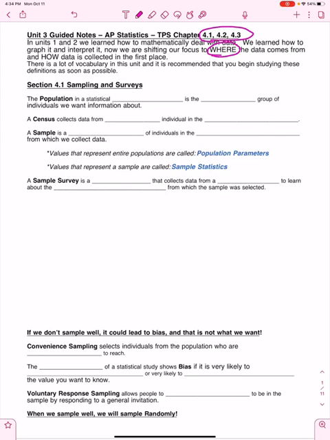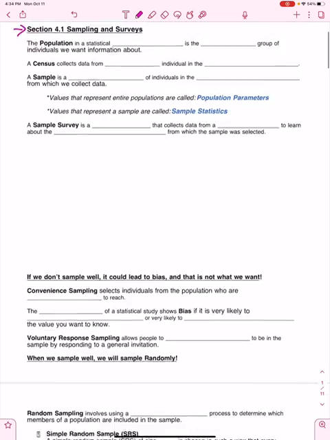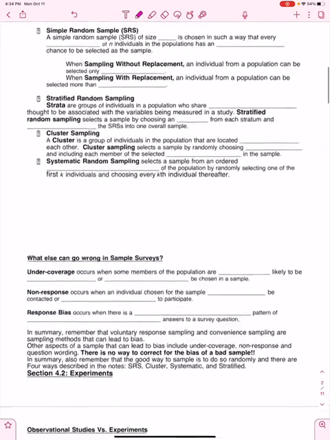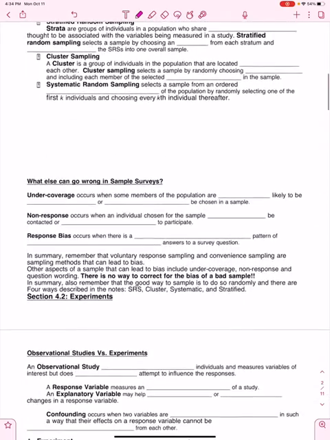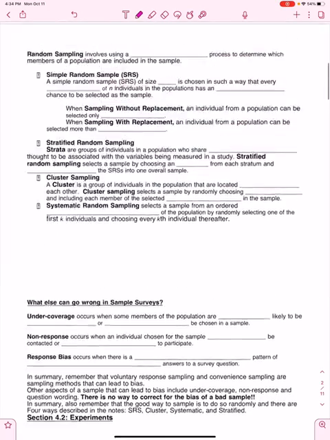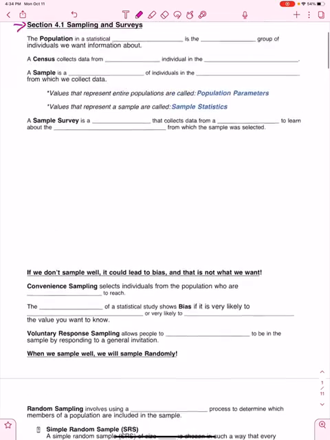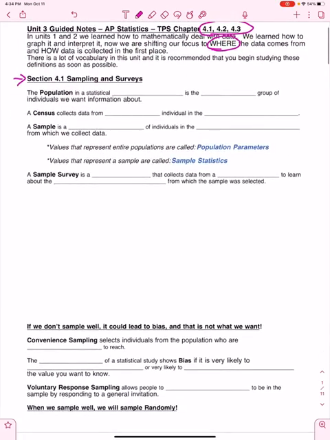In the first section, we're going to talk about sampling and surveys, and how we sample and all of that kind of stuff. So in this video, we're going to talk about section 4.1. That is going to roughly take us through the first couple of pages of notes. As we look at this, first we're going to define some basic vocabulary.